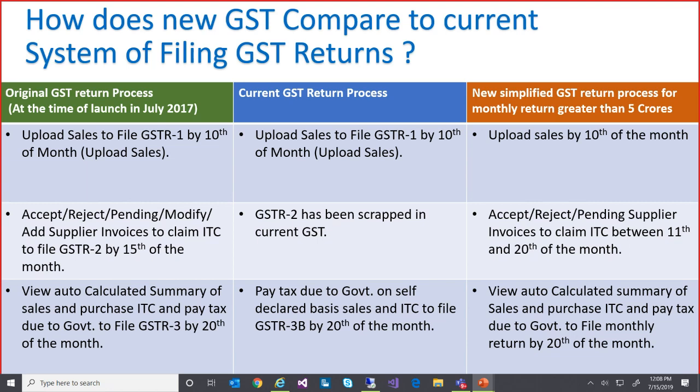Then currently the user has to file the GSTR-3 return by the 20th of the month. That was the originally planned. Currently, you have to file 3B by the 20th of the month. And going forward, the returns will be auto-generated, and you have to validate that return. Details of sale and purchase will automatically be summarized in a single return. You have to make a payment, and then file a monthly return by the 20th of the next month. So this is the overall change the government has made in the return process going forward.